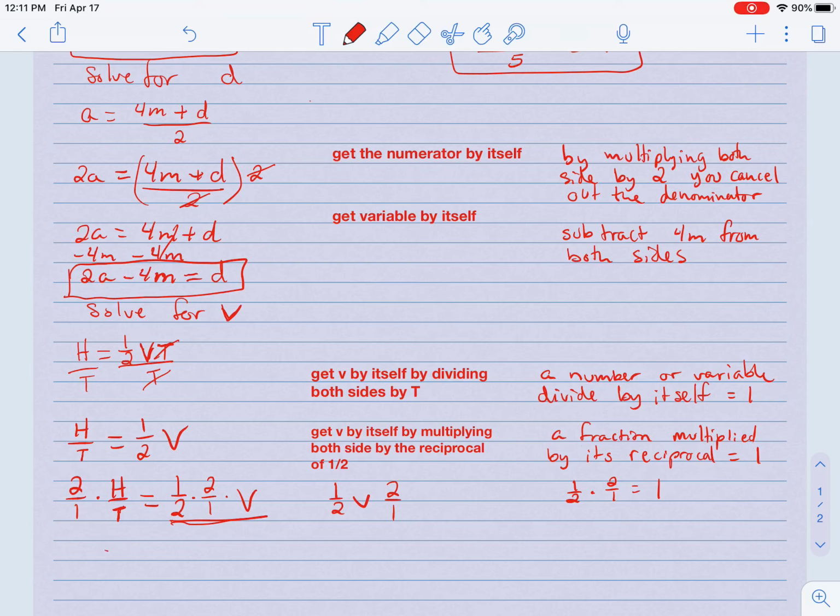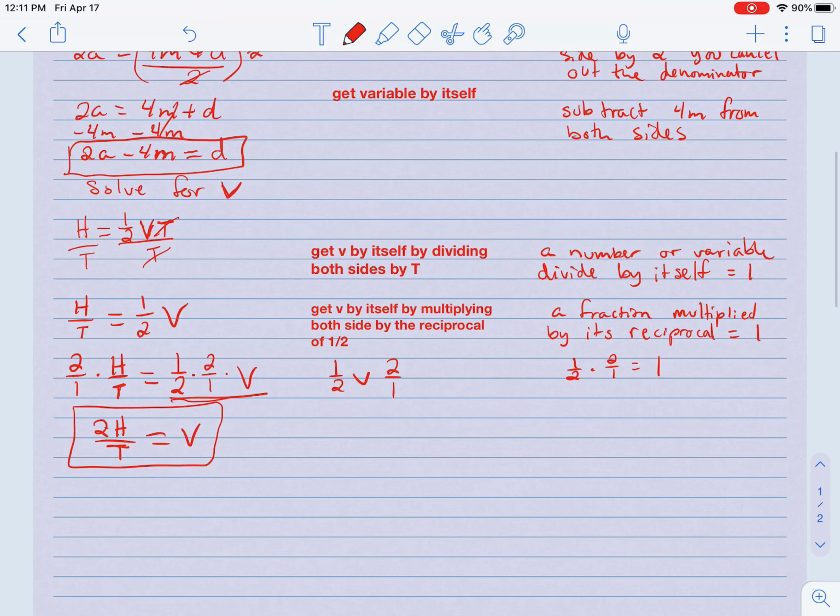Okay, so then this is going to leave me with 2h over t. The 1/2 and the 2 over 1 cancel out to just be 1, which is going to leave me with just v. Okay, so now there we've solved.